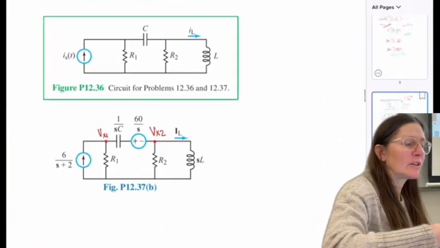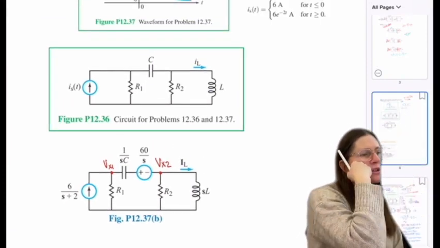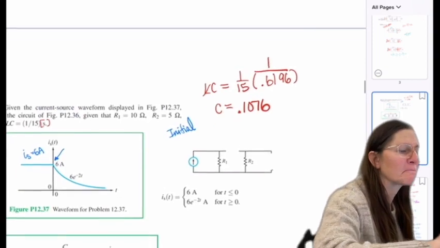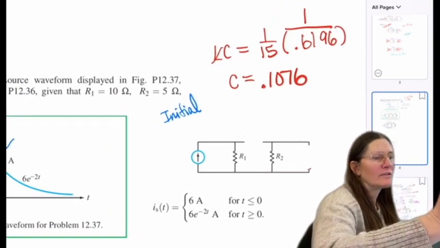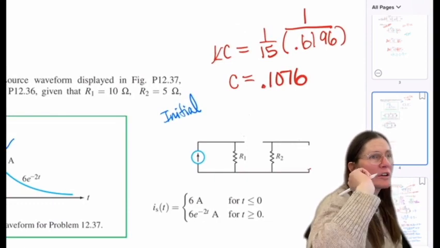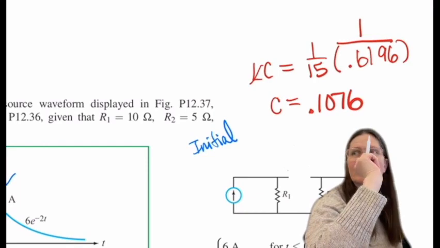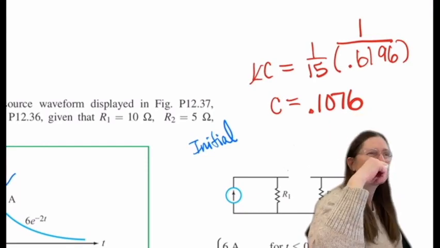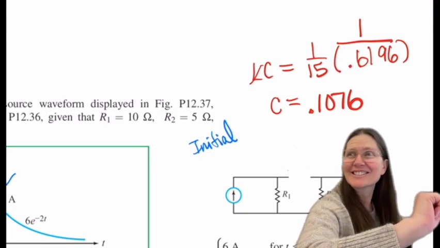Okay. So from here, actually, sorry, back up. Initial conditions. So the C value, you have to find also. Everybody finds C is 0.1076. Yes, Will got it too. Good job, Will. Do you even know what a C means? No. Okay.